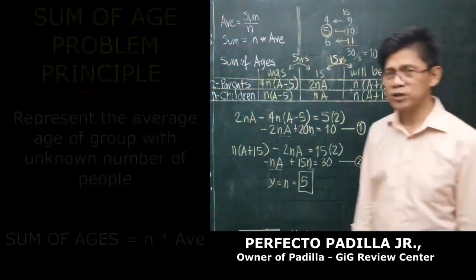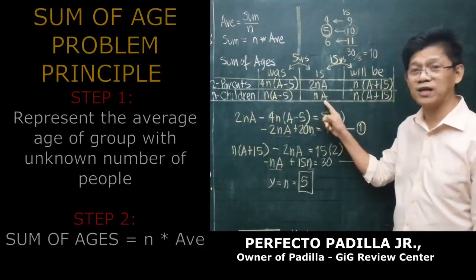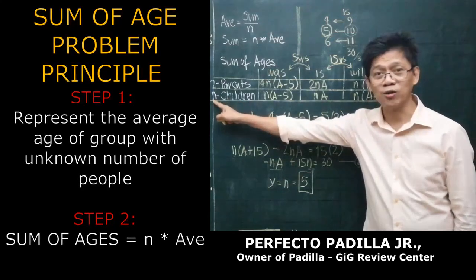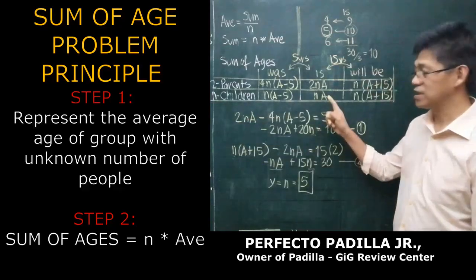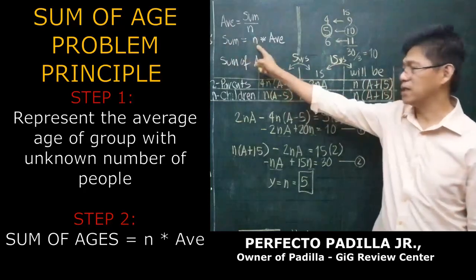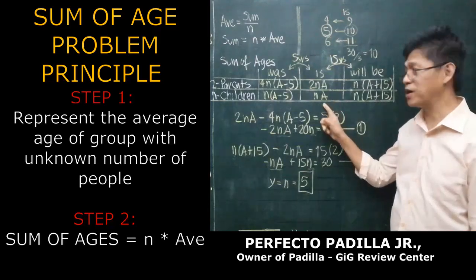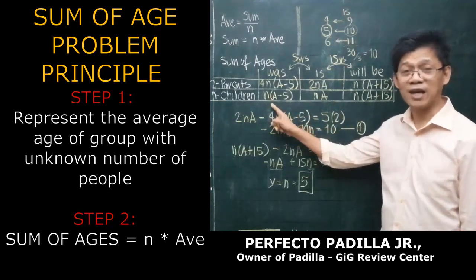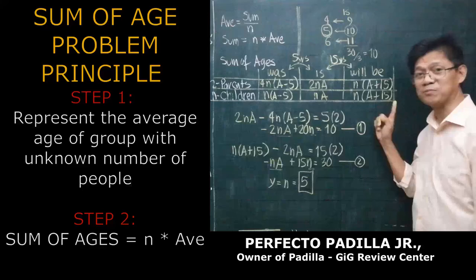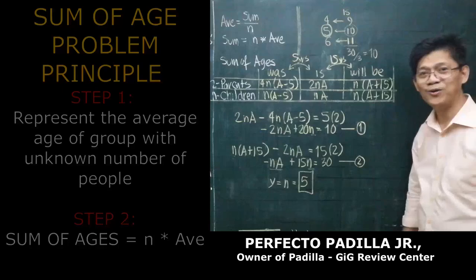Let me repeat. For sum of age problem, you begin by representing the average age of the group of people whose number you do not know yet. If the average age is A, the sum of ages from the definition of average is N times the average. So N times average. If A is the average at present, 5 years ago it's A minus 5, 10 years ago it's A minus 10. 15 years from now is A plus 15, 20 years from now it's A plus 20. You follow?